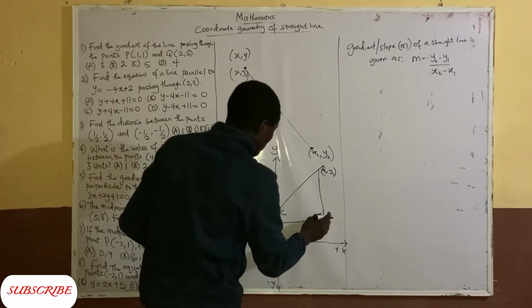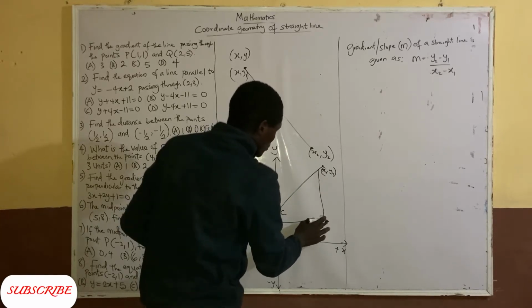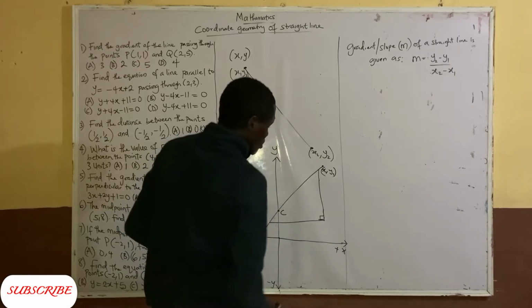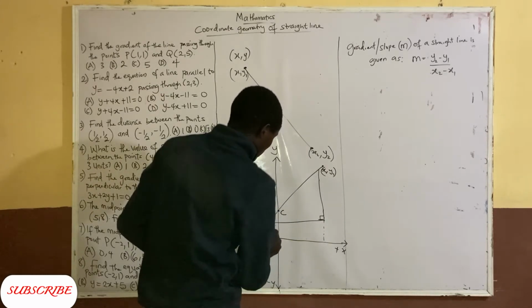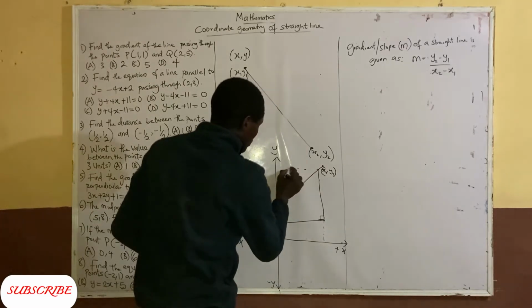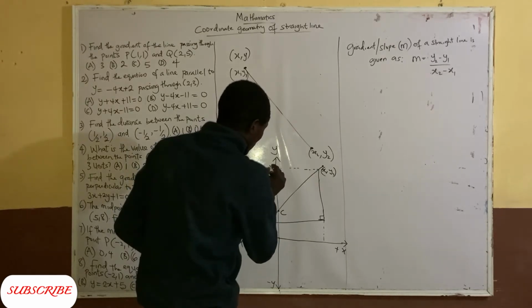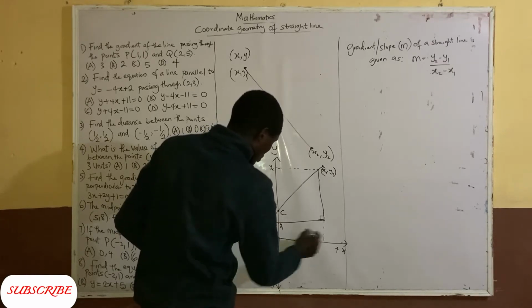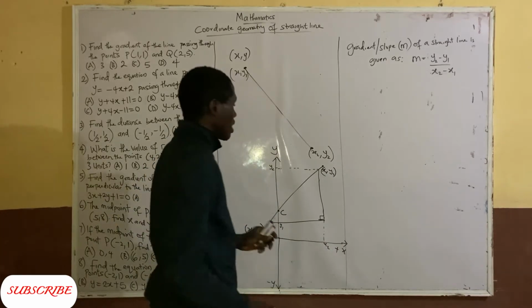This will be your change in y, y1, y2, and this will be x1 and x2. So this is x1. You trace it like this, trace it down here, and trace this one and this one. So we have your y2 here, your y1 here. If you trace it down, this will be your x1, and this one will be your x2.